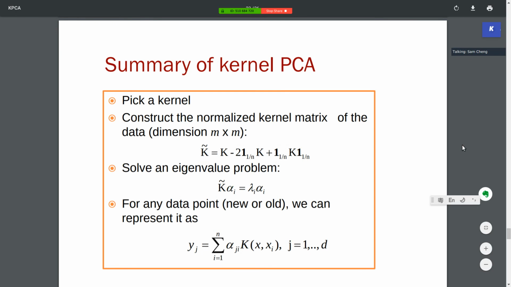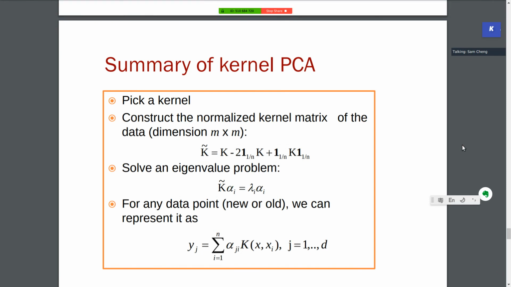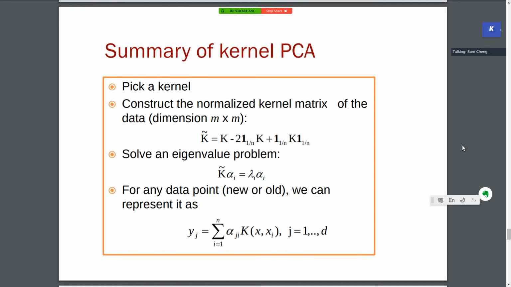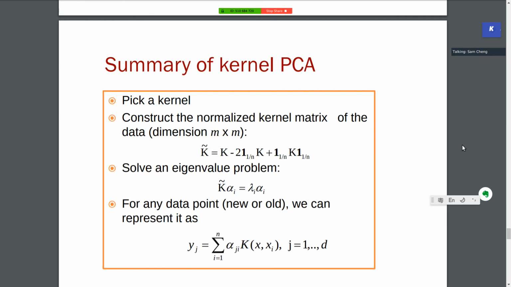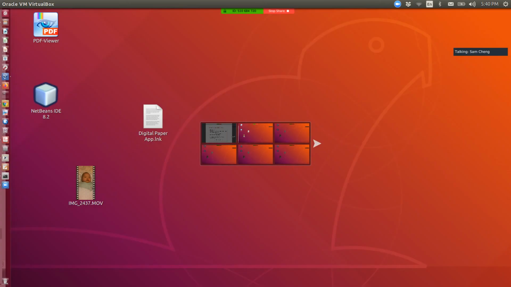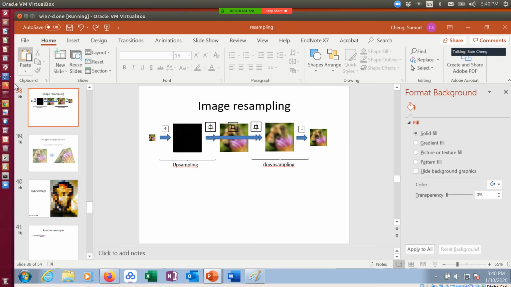So this is a summary of kernel PCA. You start by computing the kernel matrix. The ij element will be the inner product of your projected values. But let's see if I can... why can I not? Okay, now I can.